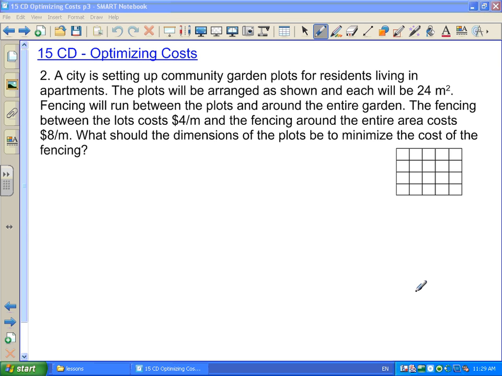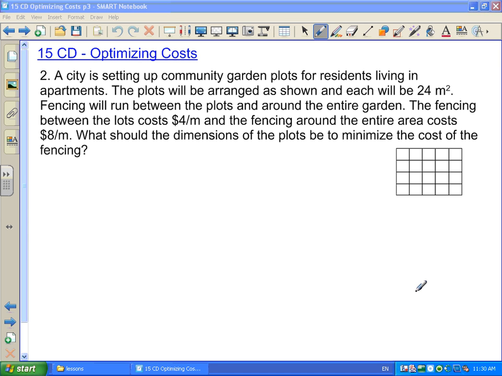The fencing between the plots costs $4 per meter, and the fencing around the entire area, around the outside of the perimeter, costs $8 per meter. What should the dimensions of the plots be, that's each individual plot, to minimize the cost of fencing that we have to buy here?